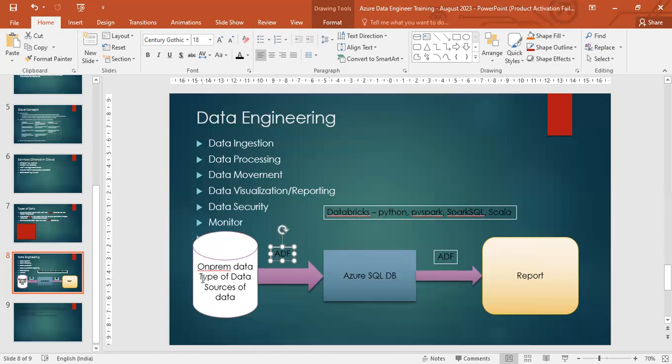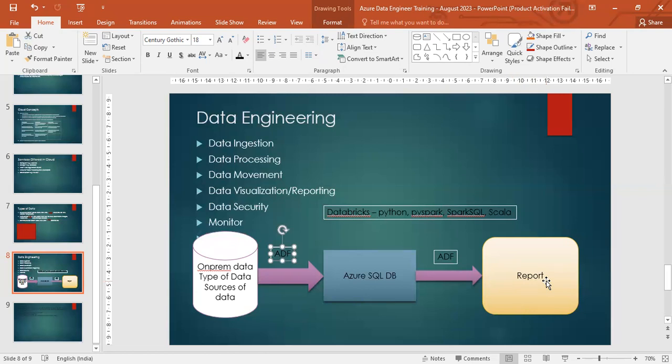Once you have set up this pipeline, you can schedule the trigger of the pipeline execution. Let's say daily you are getting new data into your on-prem sources and you want to push that data to the cloud. You can create that pipeline once and schedule it, let's say daily at 4 p.m. when you are getting the new data. ADF will run that job and push that data, whatever the processing pipeline that you create, and it will also show on the reporting side.